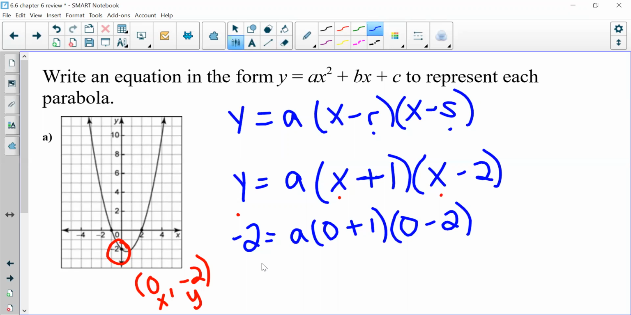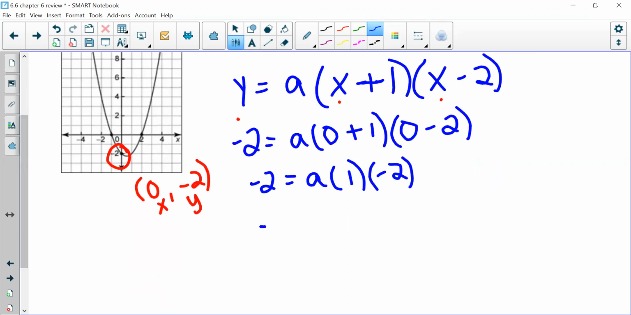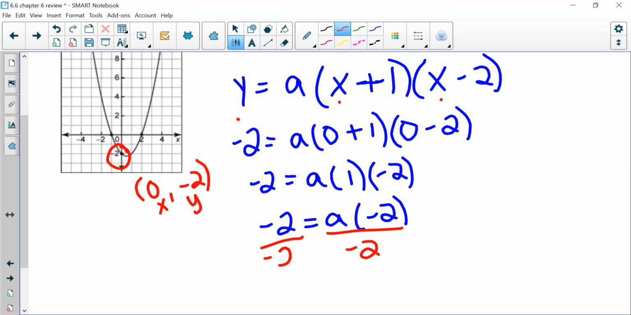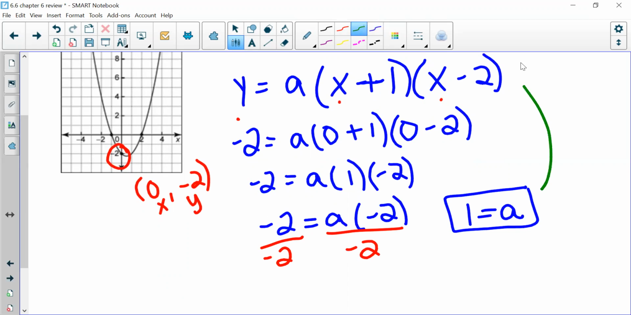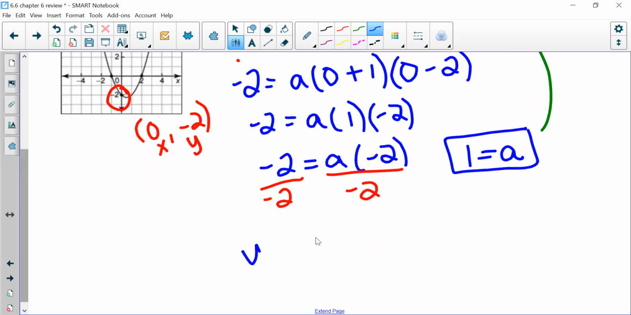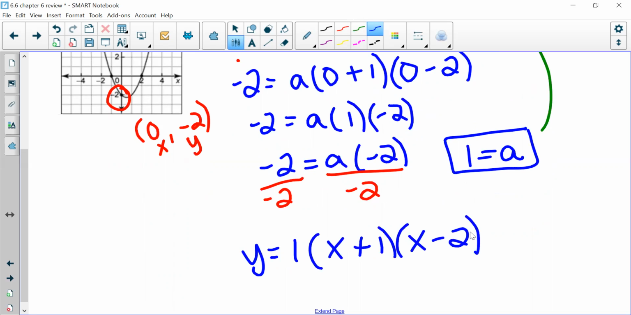So 1 plus 0 is going to be 1. 0 minus 2 is going to be -2. So I'm just simplifying inside of my brackets using BEDMAS. 1 times -2 is -2. And isolating for A, I'm going to divide by -2, and my A value is a +1. So I'm actually going to go right back up here to factored form, and I'm going to plug in my number 1. So y equals 1, x plus 1, x minus 2, and convert to standard form.